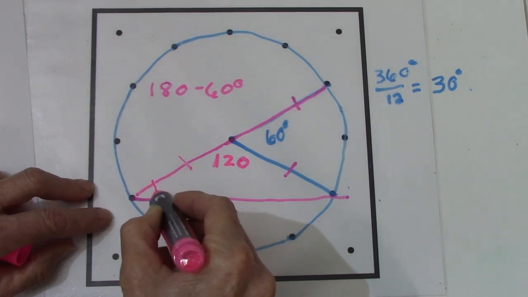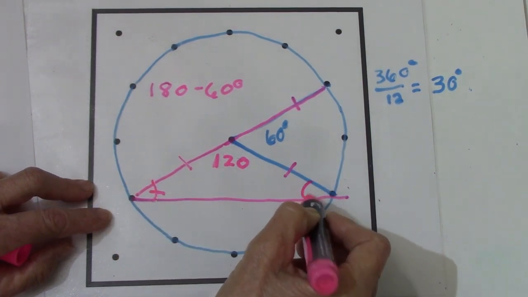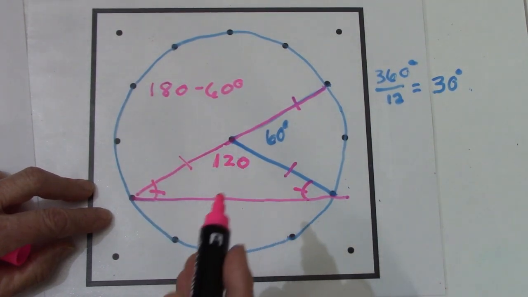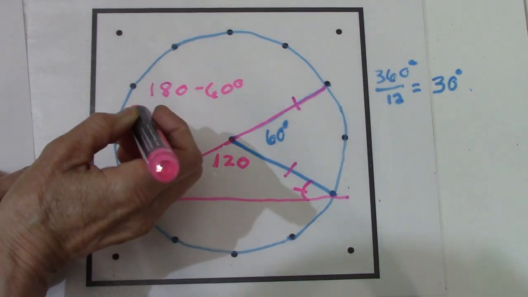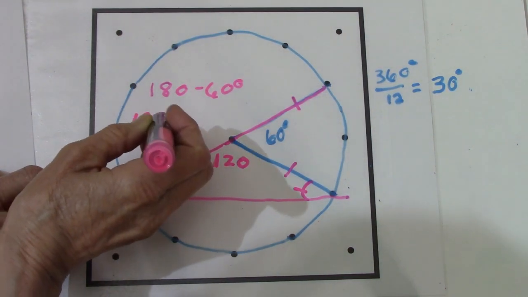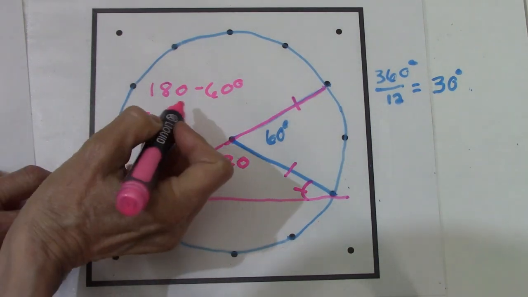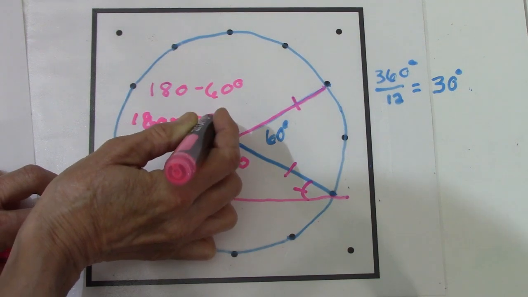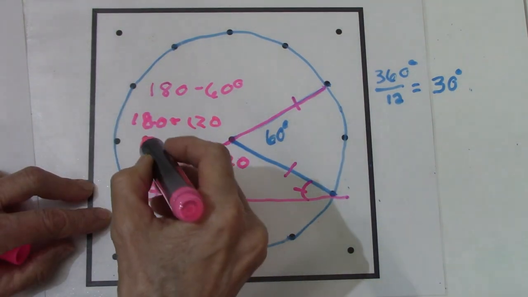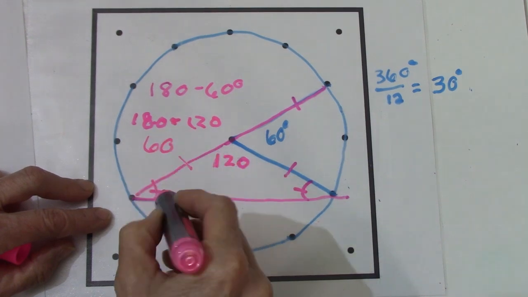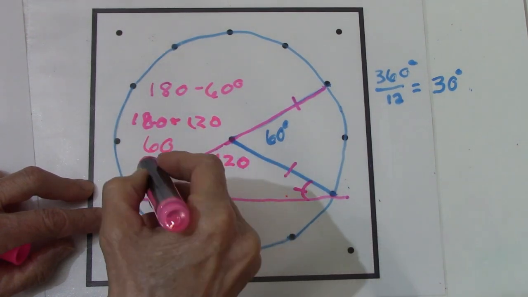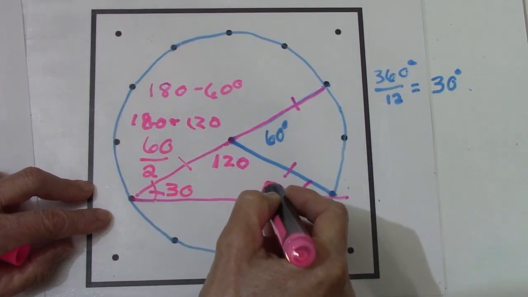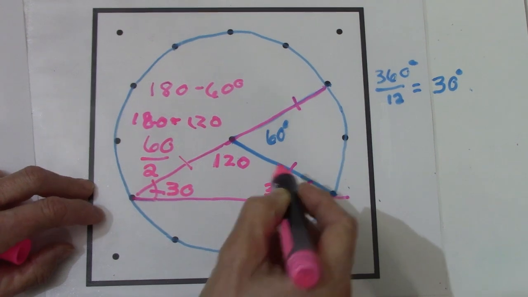So that means these two angles are congruent. Since the sum of the measures of the angles of a triangle is 180 degrees, we subtract 120 from 180 and we get 60. That's the measure of both angles added together. So we divide by 2, and this angle is 30. And this angle is 30.